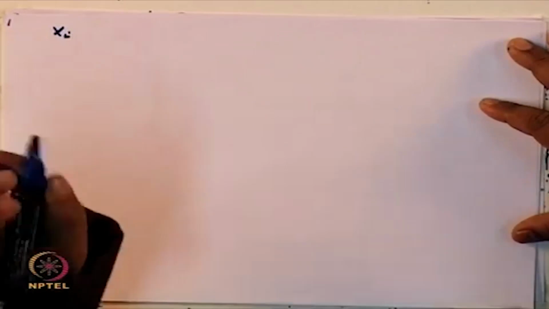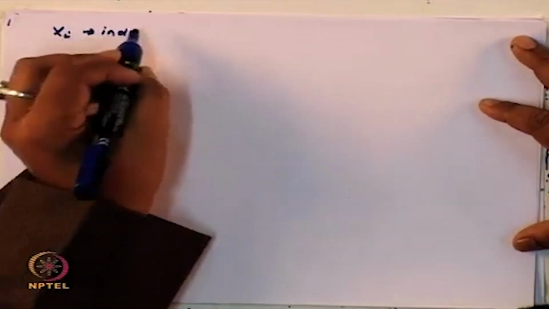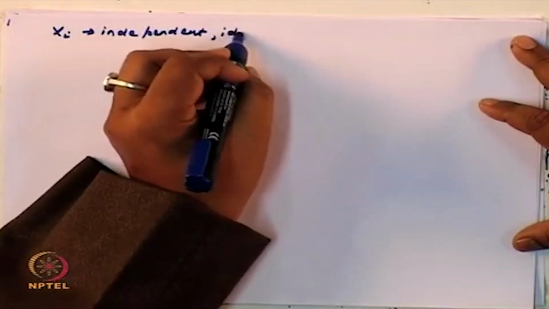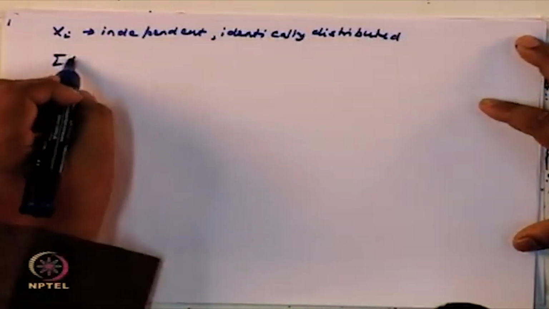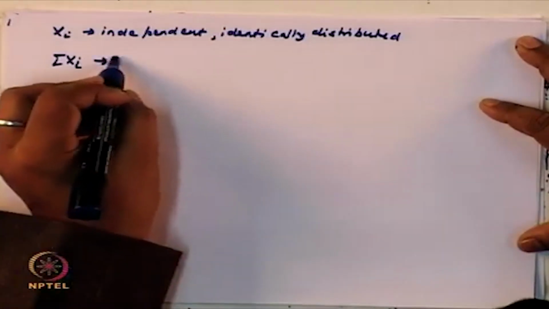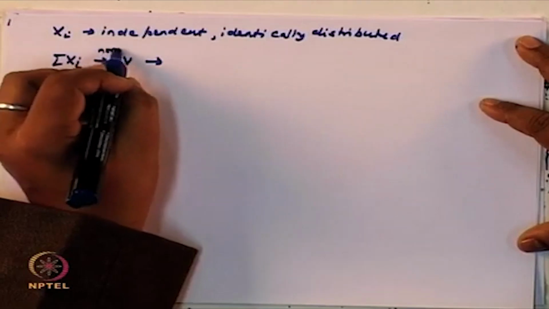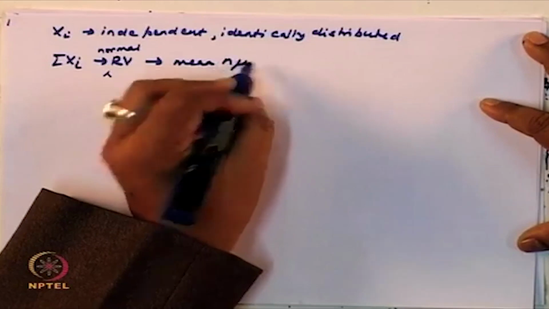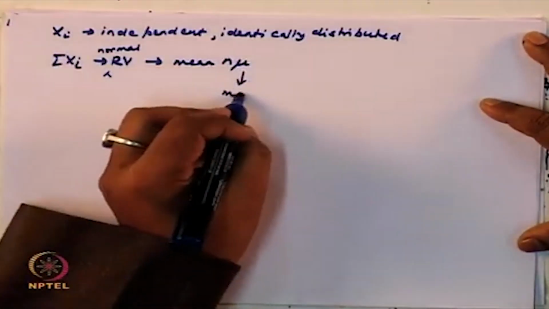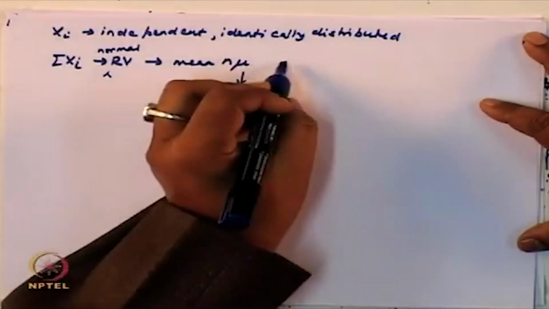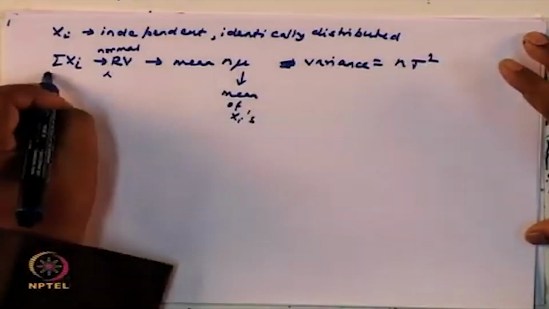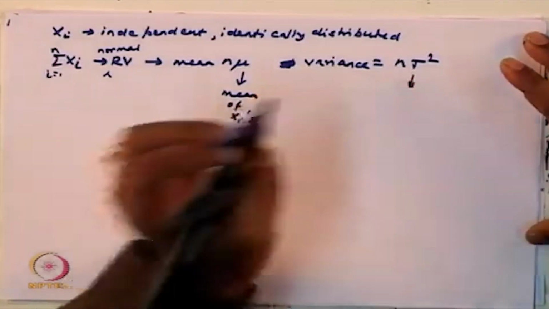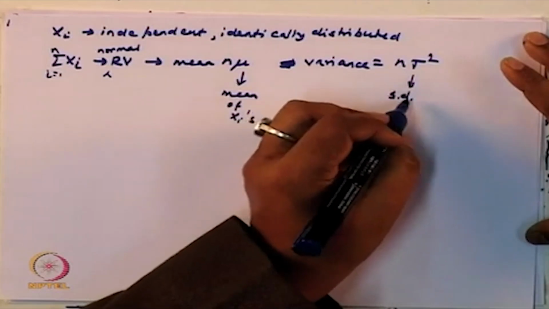Just a brief recap. What we had covered in last class was, if you had random variables xi which are independent but identically distributed, then summation xi is a normal random variable with mean equal to n mu, where mu is the mean of each of these xi's, and variance equal to n sigma square, where sigma square is the variance of each RV xi, with i from 1 to n.